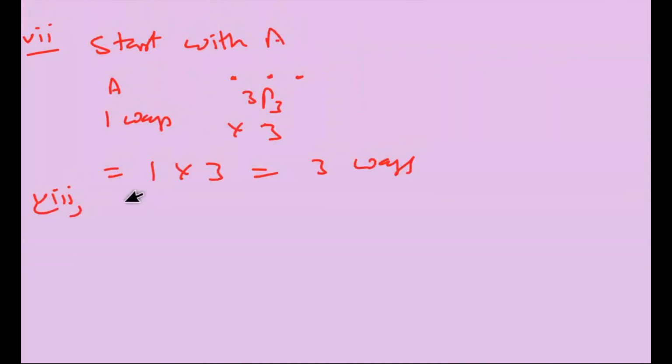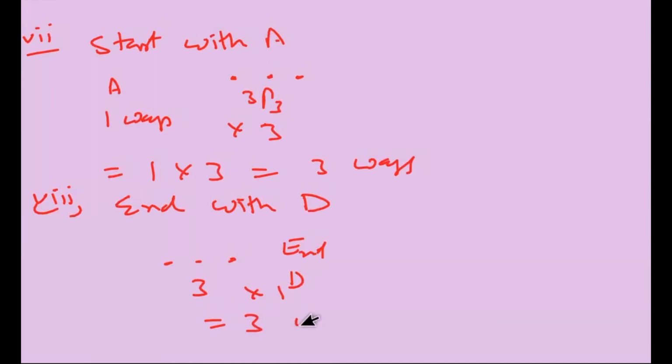Next, end with D. Then you can fill the end with D in 1 way. Then the other 3 places you have to fill in 3P3 ways. So total ways are 3 into 1, equal to 3 ways. Okay.